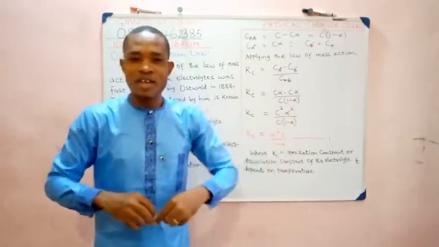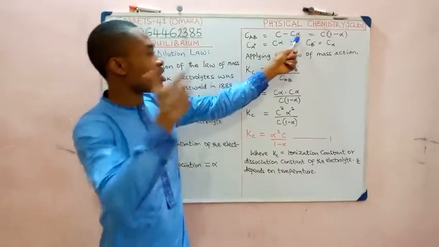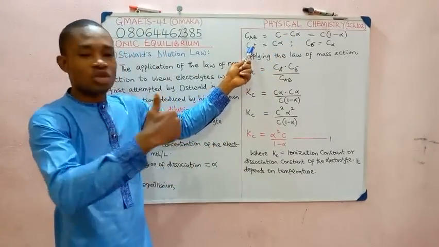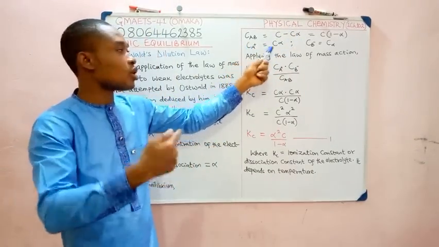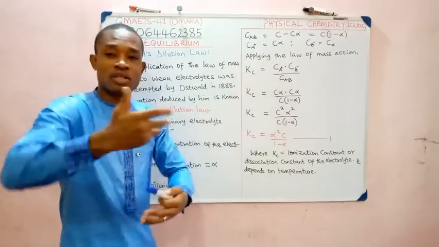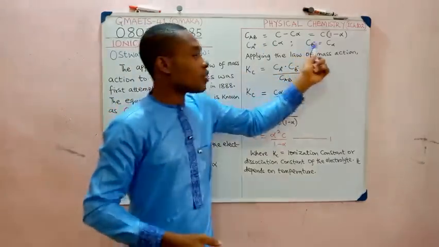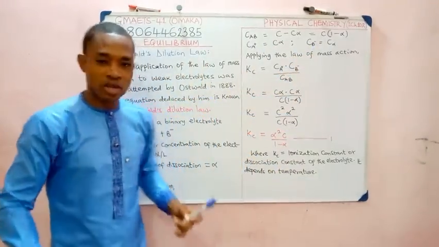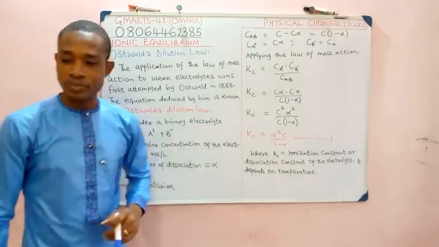Is that okay? It therefore means that with the electrolyte giving off C alpha, the concentration of the positive ion is going to be C alpha. It's going to increase by C alpha. That of B will also increase by C alpha because the number of moles are the same.